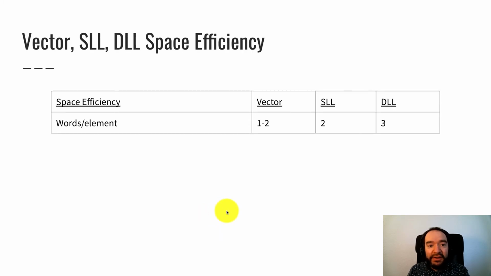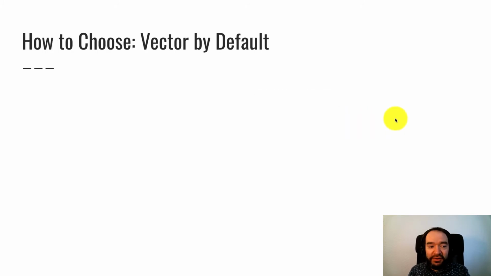And then the other thing we looked at was space efficiency, which is how many words of memory these data structures use to store n elements. And the vector is the most compact. It uses somewhere between 1 and 2 words per element. Singly linked list always uses 2, and doubly linked list always uses 3.